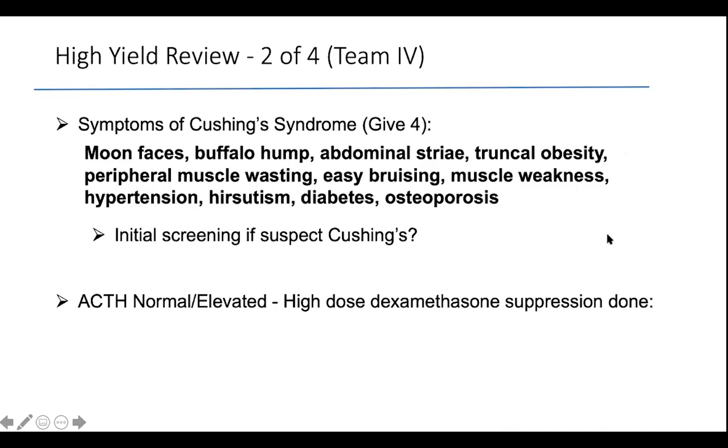Joseph, yes, before you move on from the Cushing's, do you want to read the answer from team 4? Yes, they answered correctly. A low result would point towards an adrenal, and a high result would point towards the pituitary source.